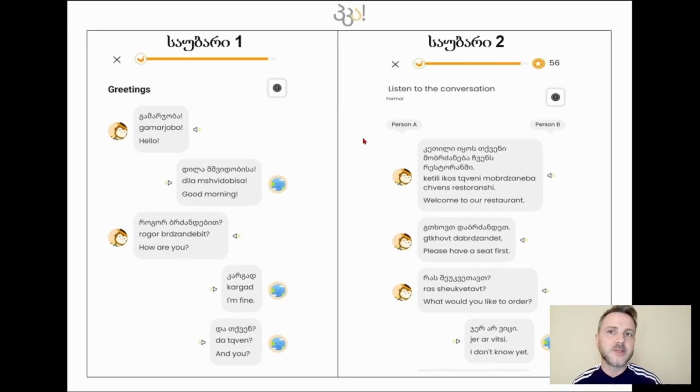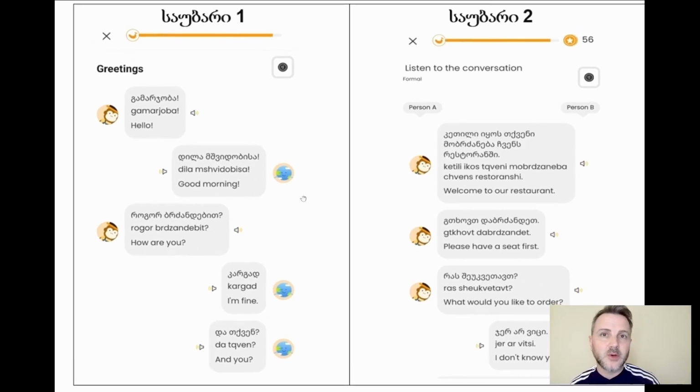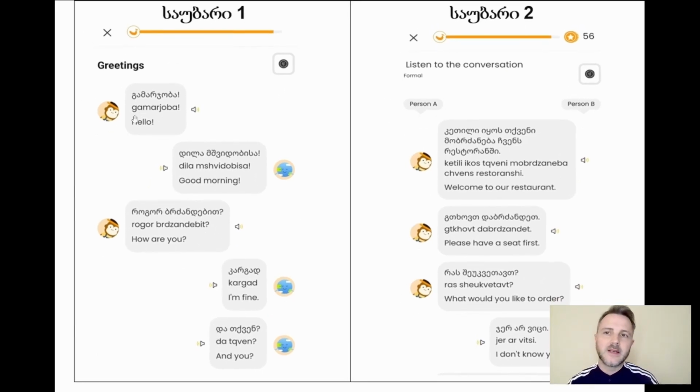This is a very simple dialogue, Saubari Pirveli. Looks like something from a very easy book. At the beginning, Gamarjoba. Dilam Shvidobisa. Rogor BRDZANdebit. Kargad. Tkveni.